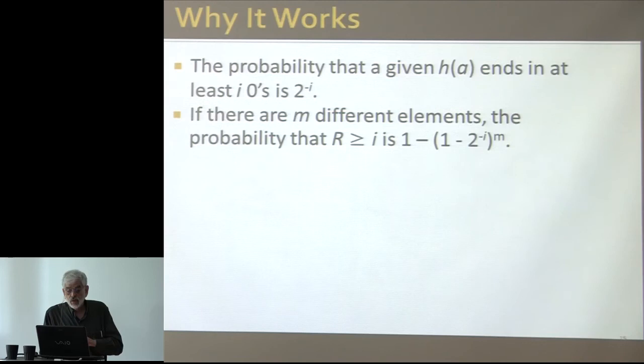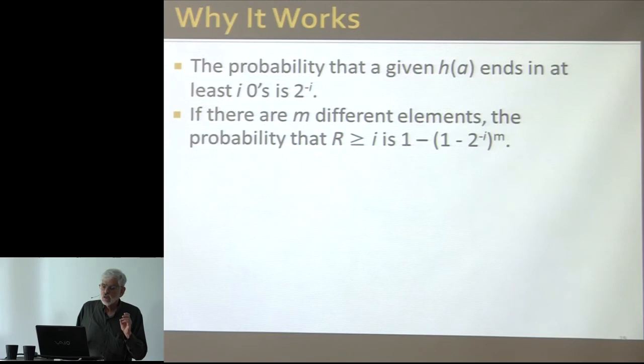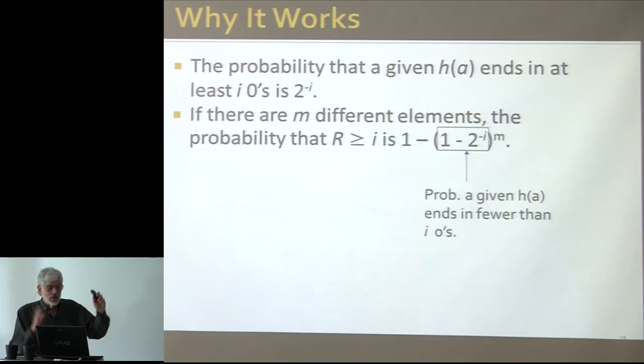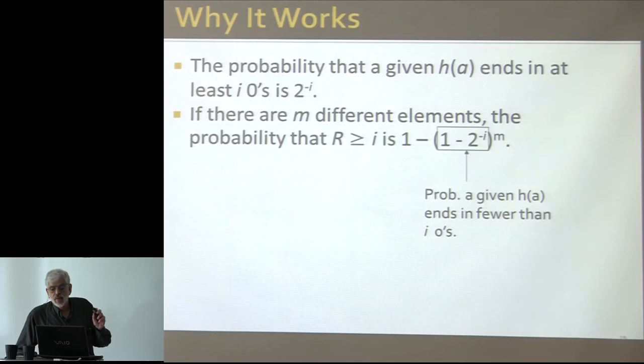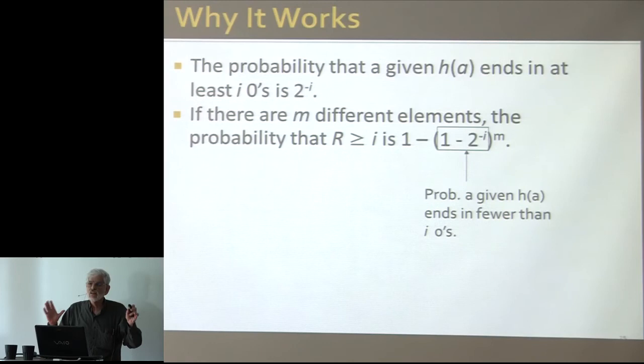Again, that means I'm hashing m different elements. So what is the probability that R is at least i? Well, I claim it's this formula. You can read the formula. But 1 minus 2 to the minus i is the probability that a given h of a doesn't have a tail of i or more zeros.